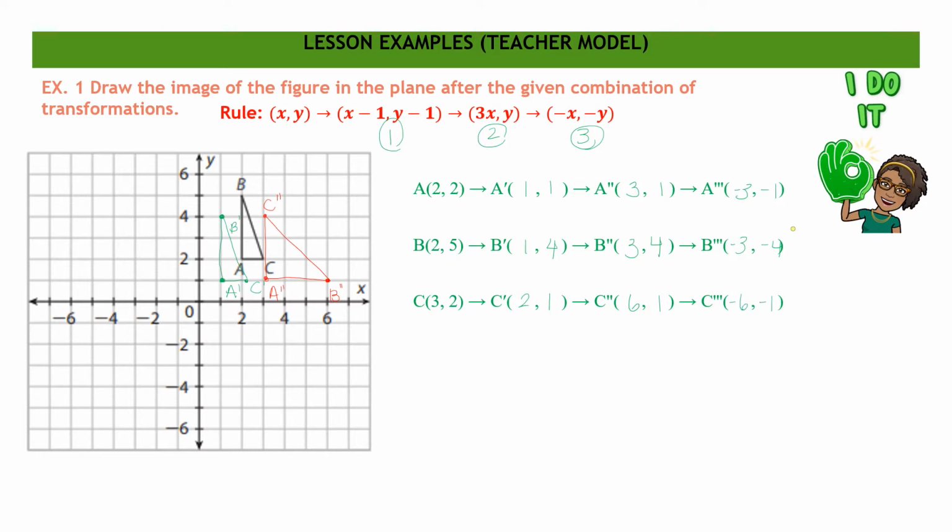So let's try a different color here and plot those points for our last transformation. Here I have (-3, -1). So we have our first point here. That is A triple prime. B triple prime is (-3, -4). And C triple prime is (-6, -1). So we have A triple prime, B triple prime, and C triple prime, and we can connect all of those points here.